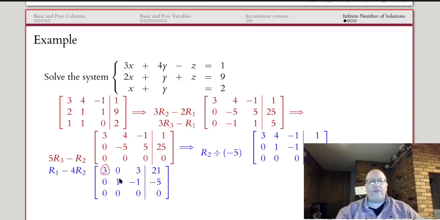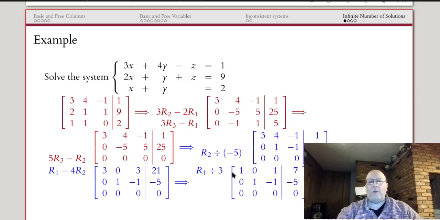Now this leading entry also has to be a 1, so we're going to divide this row by 3, and we'll end up with 1, 0, 1, 7. 0, 1, negative 1, negative 5, and so on and so forth. This matrix is in reduced echelon form.